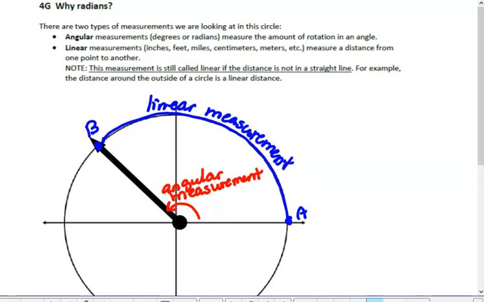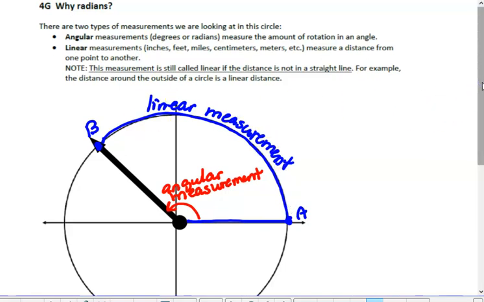As we see up here, and I guess I'll go ahead and put this down as my starting point, angular measurements can be measured in degrees or radians, and they measure the amount of rotation in an angle. Linear measurements, which could be inches, feet, miles, centimeters, meters, all kinds of other linear type measurements, measure a distance from one point to another, which is also called a displacement. Notice that the linear measurement is called linear even though we are not moving in a straight line. So this is a linear measurement.